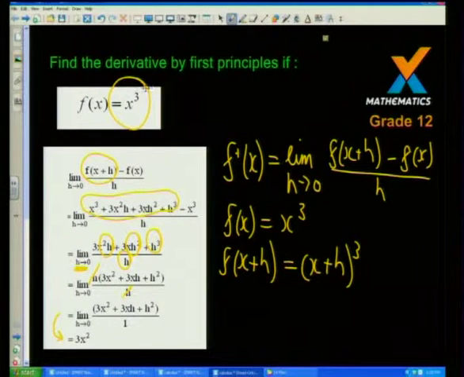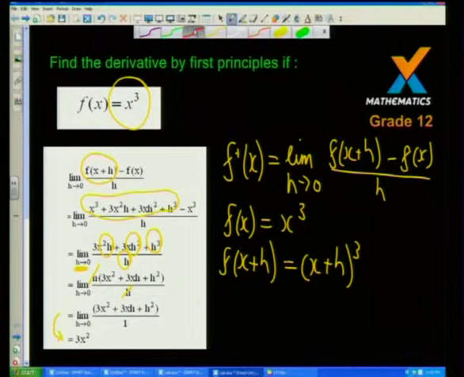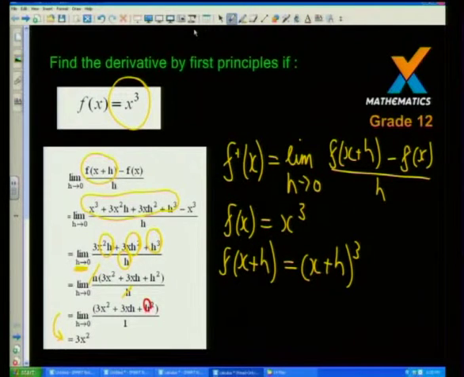naught. Okay, so that is going to, let me just use another color. This is going to disappear because that term is going to become naught. This term is going to become naught. And what am I left with? I'm left with 3x squared over 1 as an answer. Now, folks, this type of question in the exam, anything from 4 to 6 marks.